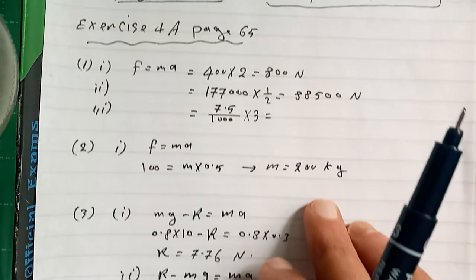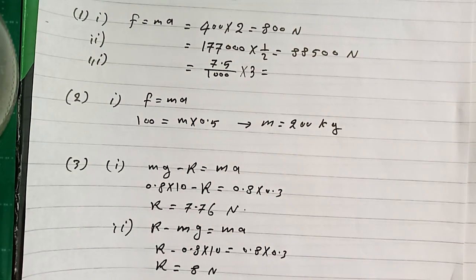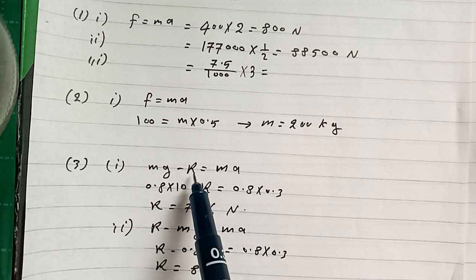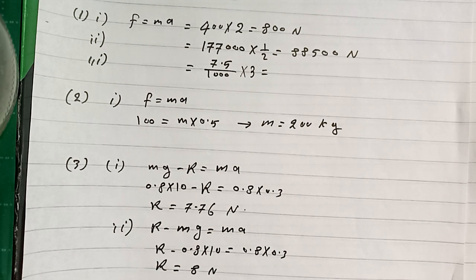Question number 3, I'll take the 2 points of question number 3. What's the reaction between a book of mass 0.8 kilogram and your hand when it is accelerating downward at 0.3? Accelerating downward means the weight is higher than the reaction of your hand, so mg minus R equals ma. So the mass of the book is 0.8 times g, which is the gravity acceleration 10, minus the reaction of your hand, equals the mass of the book 0.8 times 0.3, and then you can get R, the reaction of your hand.